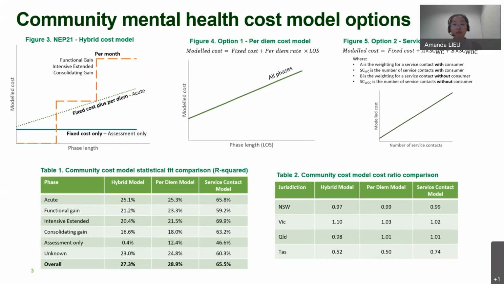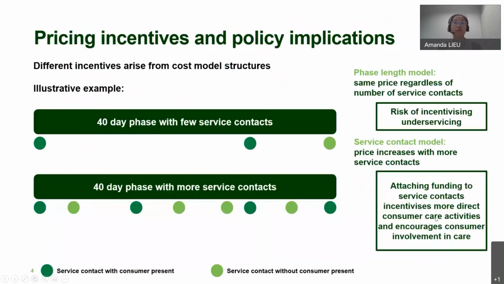The service contact model performs marginally better than all the other model options, with the biggest improvements noted in Tasmania. In addition to community cost model performance, IHPA has also considered the risks and incentives associated with possible implementation of different cost model structures. As previously outlined, the existing hybrid model prices the majority of phase types using a monthly rate, which does not adequately account for the variation in phase length and may incentivize extending consumer care and phase length beyond set monthly boundaries.